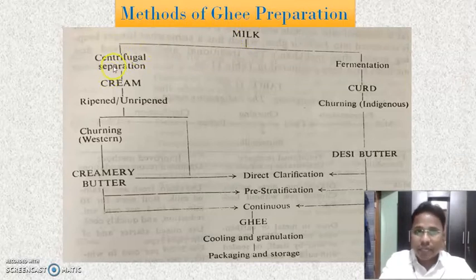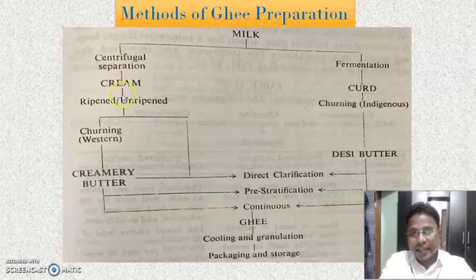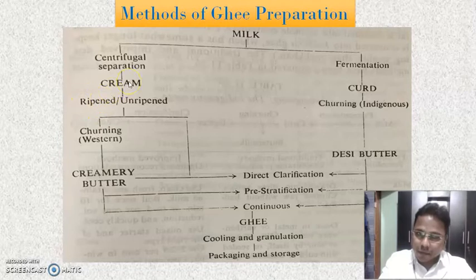When the milk is separated, we get the cream, and the cream is either taken directly, unripened, for ghee preparation, or it is allowed to ripen. The ripening process is carried out by using a suitable, desirable starter culture. Then the ripened cream goes to the second step, churning, which is carried out by the Western method. In the other process, the curd is also churned, but indigenous churners are generally used.